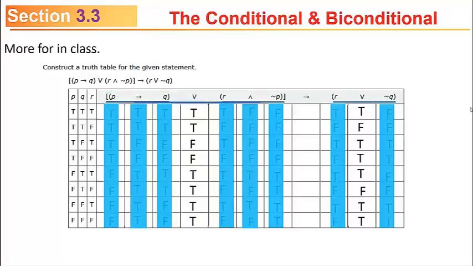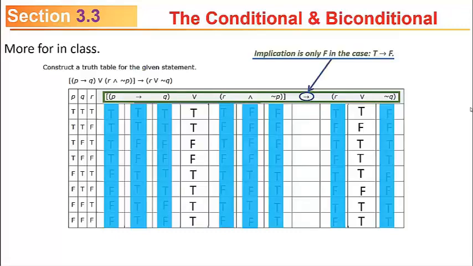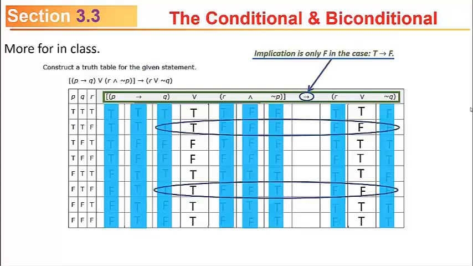So now all I have left is that implication, and on the left side of the implication I'm looking at that one column that's not shaded out, and on the right side of the implication I'm looking at the one column that's not shaded out, and I noticed that with an implication there's only one false case, and that's true implies false. So I scan through there and find the two cases that have true implies false and make them false, and the rest of them will be true. And there you go, you have your truth table.